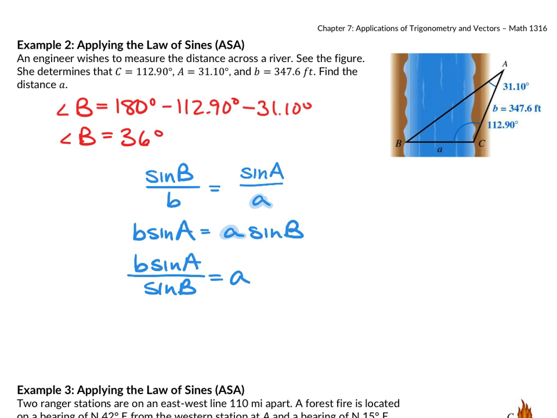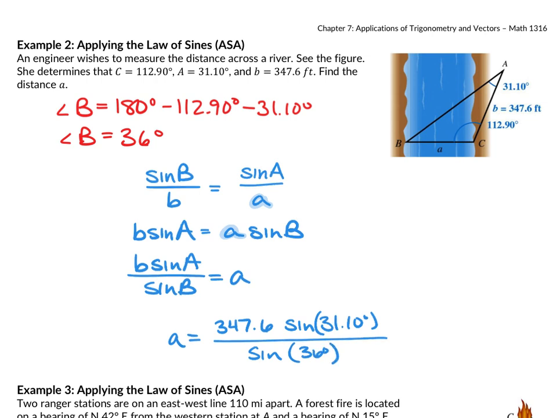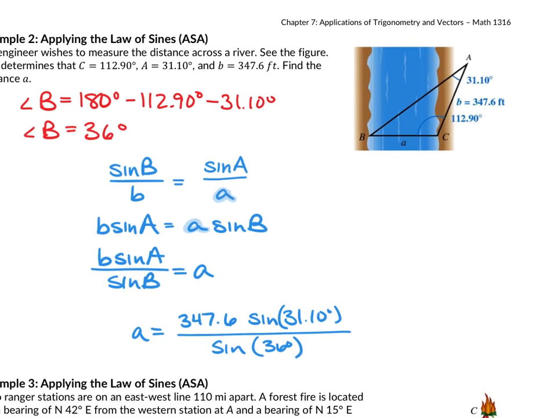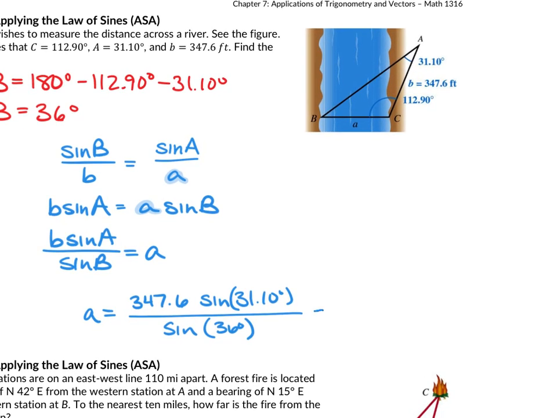And once it's derived, it's really easy to throw all the numbers in there and put it in a calculator, which means we are doing b, which is 347.6, multiplied by the sine of A, which is 31.10 degrees, all divided by the sine of B, which is 36 degrees. Again, you make sure your calculator is in degree mode. We throw all that in the calculator one time, we should get 305.4636 feet. That's how far the river is across.